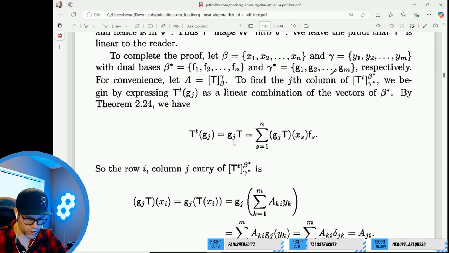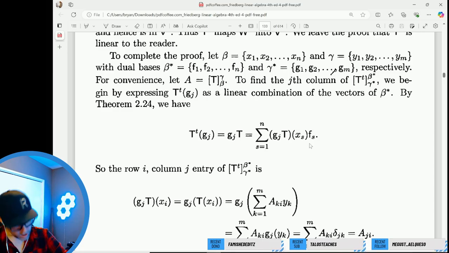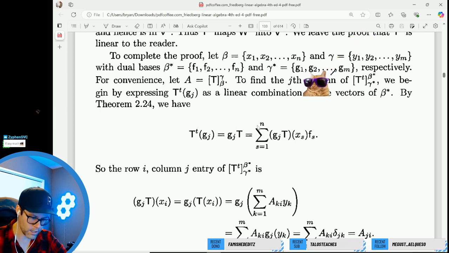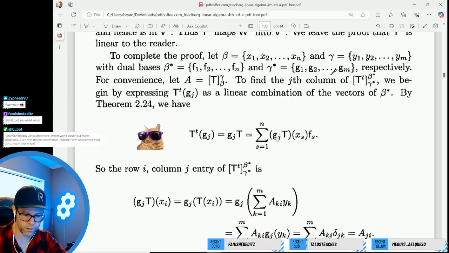So each Gj can be expressed as a linear combination. Well, actually, it's really GJT. Right, so that composition is in a dual space, so we can rewrite it as a linear combination of the basis vectors. Right, so they're expressing GJT as a linear combination of the basis vectors in that dual space. That's what they're doing.